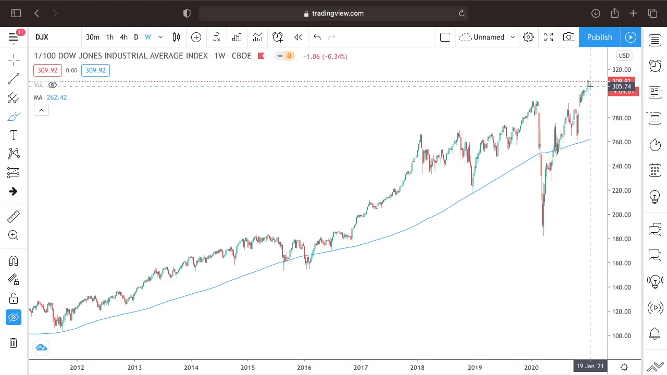Right now, for the S&P 500 and the Dow Jones, both indexes are a bit overextended and far away from the 150-day moving average. And when this happens, historically, the prices of these two indexes are likely to range for a while or correct itself.